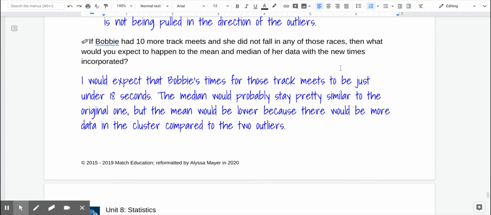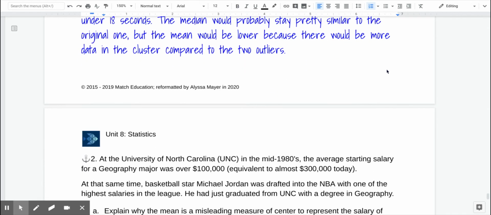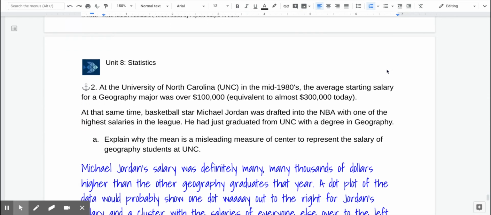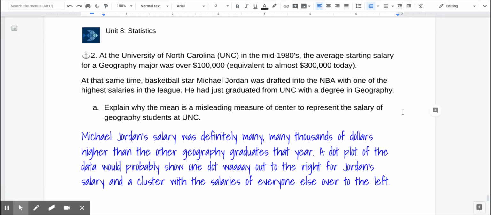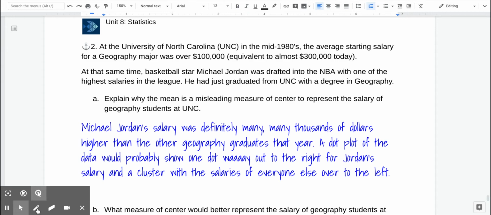All right, so now we're going to apply these same ideas to another data set. This one having to do with Michael Jordan. So in this case, the mean is pretty misleading because Michael Jordan's salary is definitely an outlier.